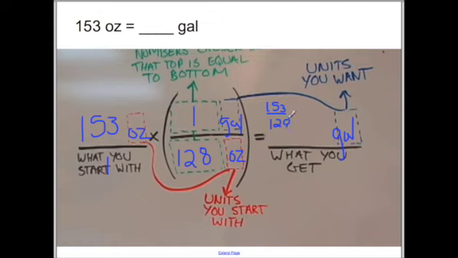Now I know that 128 is only going to go into 153 once. So it's going to give us 1 complete gallon. And then we have 128 to 153. Well, we're going to need to figure out what's the difference there. So you can think about it as getting to 130 would be 2, and then to 150 would be 20, and then another 3 to 153 would be 25. So we can leave that as a fraction if we want to, but it would make more sense for us to leave it as our ounces, so 25 ounces. So I have 1 gallon and 25 ounces.